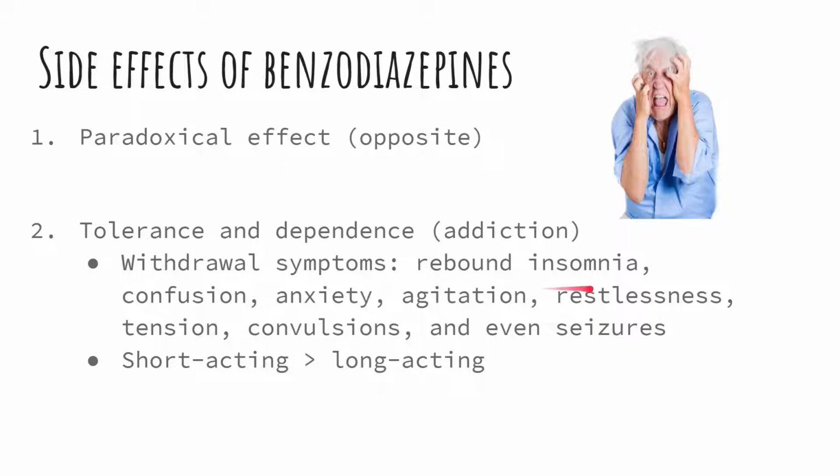لاحظوا إنه كل ال withdrawal symptoms are the exact indications of البنزوديازابينز. إحنا هاي الأشياء إحنا we give benzodiazepines to treat these things. We give benzodiazepines to treat insomnia, to treat anxiety, to treat agitation, to treat convulsions and seizures. So when we give the patients these drugs and they stop taking them, they start experiencing these problems that we are treating for in the first place.